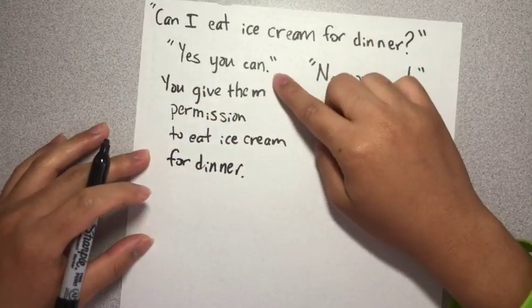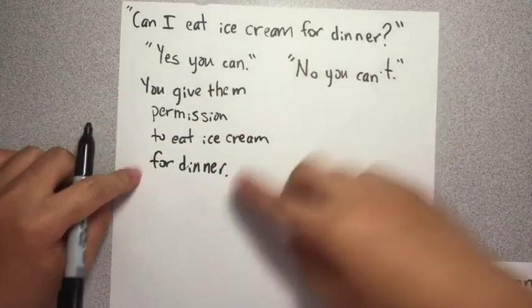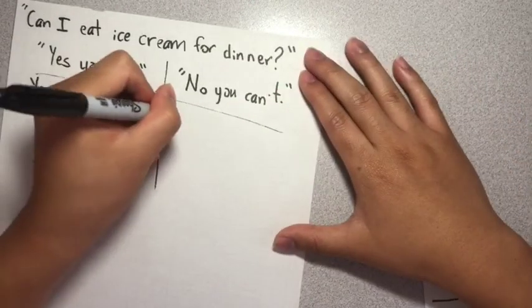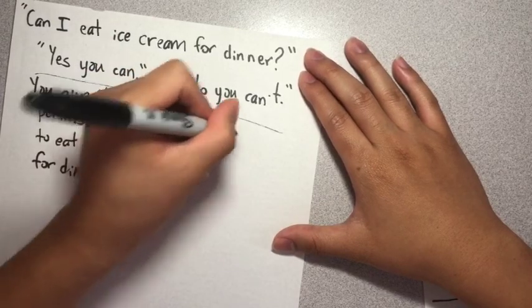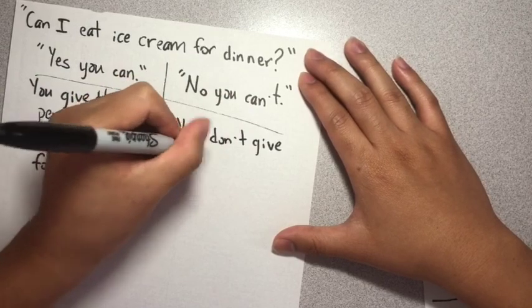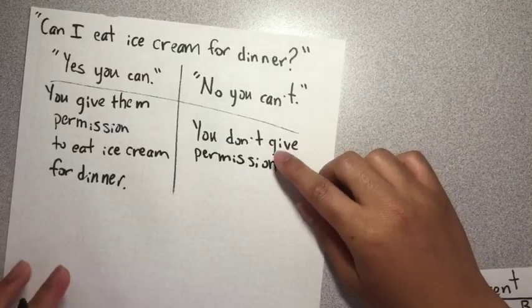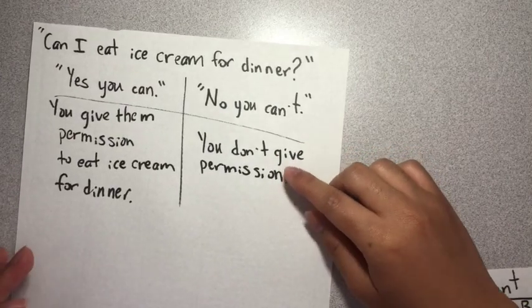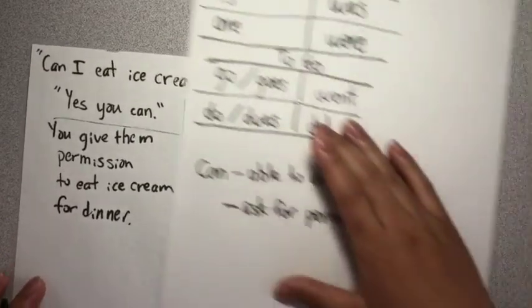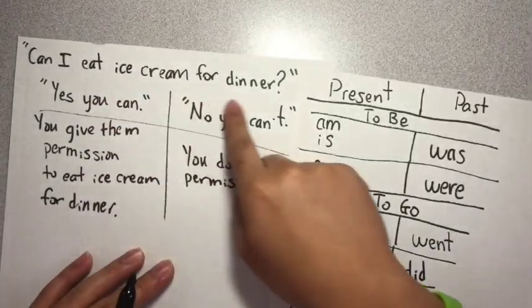When you say yes, you can, you give your children permission to eat ice cream for dinner. If you say no, you can't, you don't give permission. You don't let them eat ice cream for dinner. You say, no, you can't eat ice cream for dinner. So we use the word can to ask for permission. Can I eat ice cream for dinner?